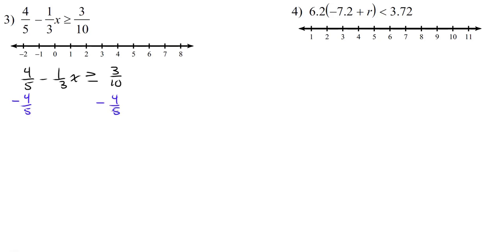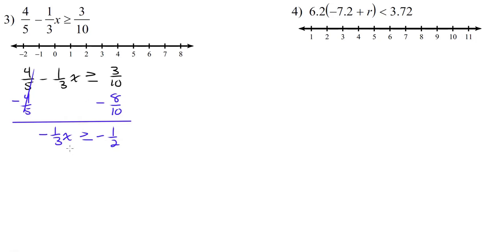Now, on the right here, when we add or subtract fractions, we need common denominators. So let's take this negative 4/5 and rewrite it as negative 8/10. And now we can subtract. On the left, these cancel out, leaving us with negative 1/3 x. And on the right, 3/10 minus 8/10. Different sign, subtract, and keep the sign of the bigger number. That's going to be negative 5/10. But we can go ahead and simplify 5/10 to 1/2. So let's rewrite this here as negative 1/2. Now we have negative 1/3 x is greater than or equal to negative 1/2.